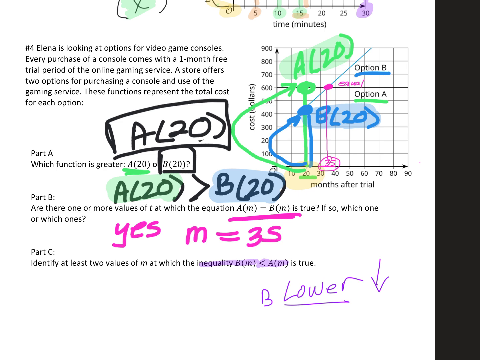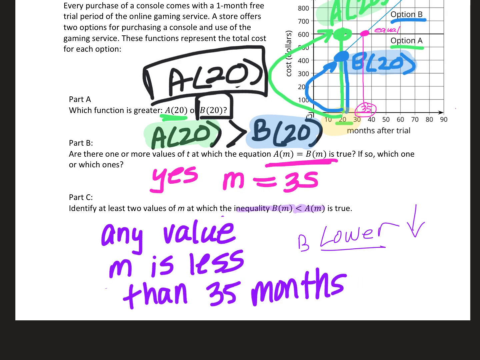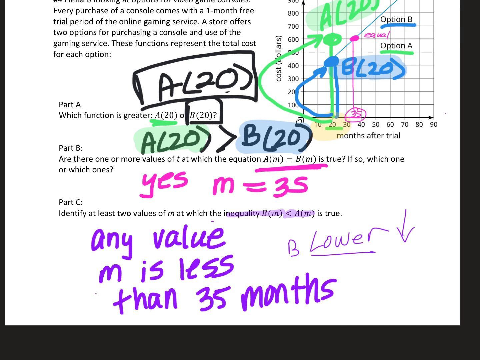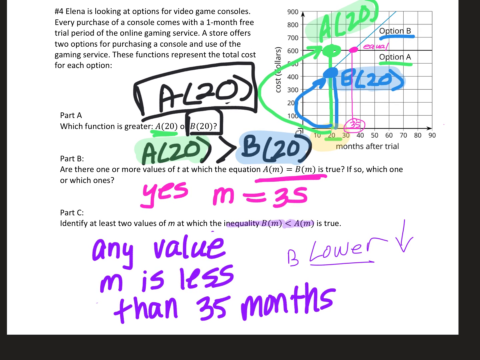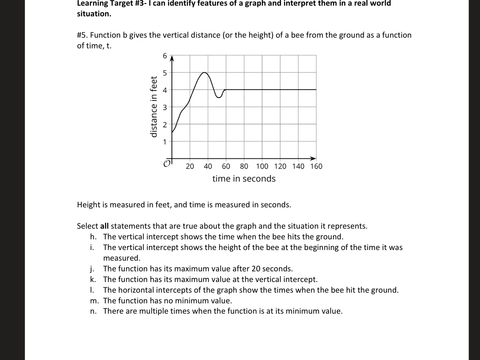because M stands for months. So again, on the graph, I know there's a lot going on the graph here, but it'll be any place here until they become equal. Okay, last question, last learning target for learning target number 3.